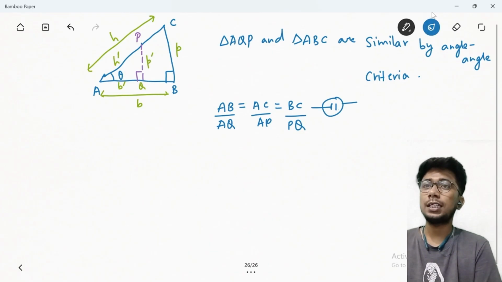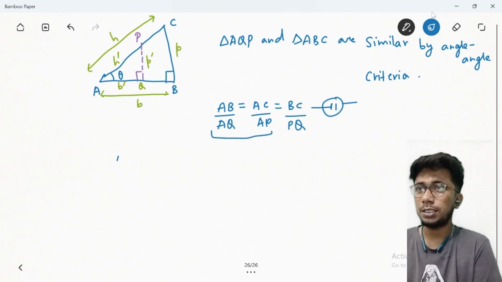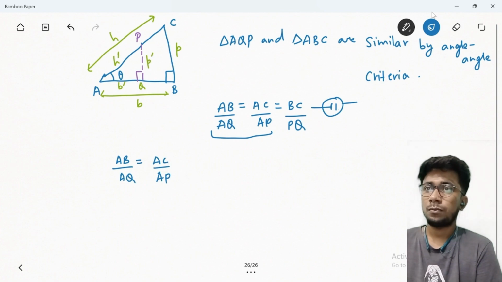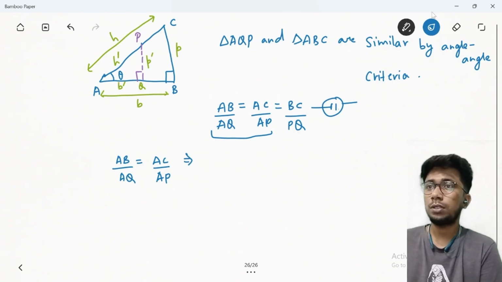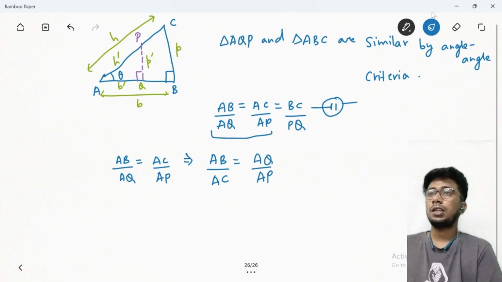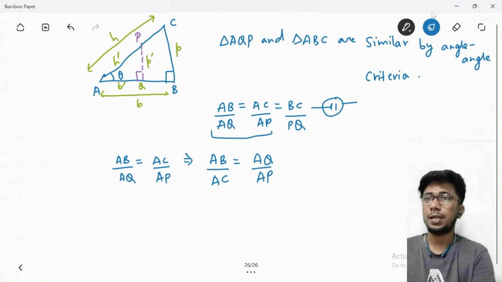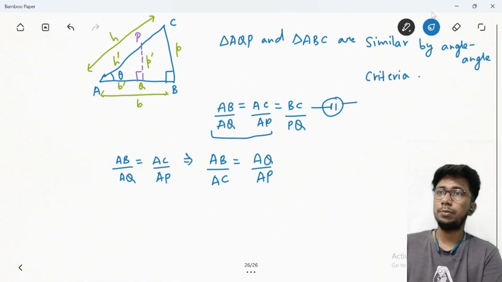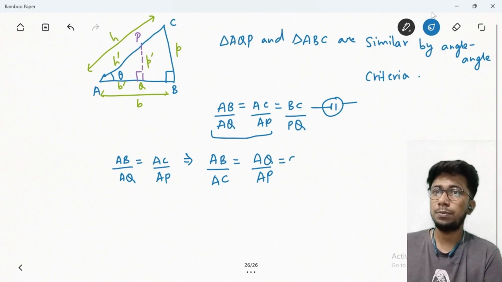Fine. Now again consider these two terms, that is AB upon AQ equals AC upon AP. इसे मैं again rearrange करके लिख सकता हूँ, that is AB upon AC will be equal to AQ upon AP. Now in triangle ABC, this AB upon AC is what? It is nothing but base upon hypotenuse, that is cos theta. And similarly, in triangle AQP, this AQ upon AP is what? B dash upon H dash, that is cos theta. Again, this will be equal to our cos theta.